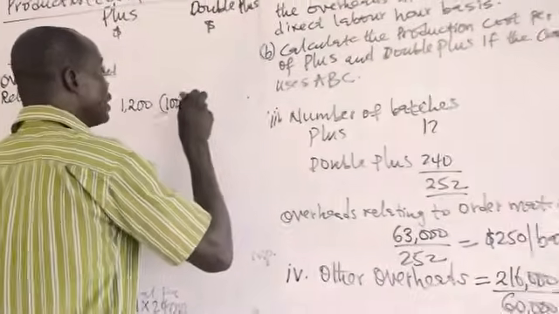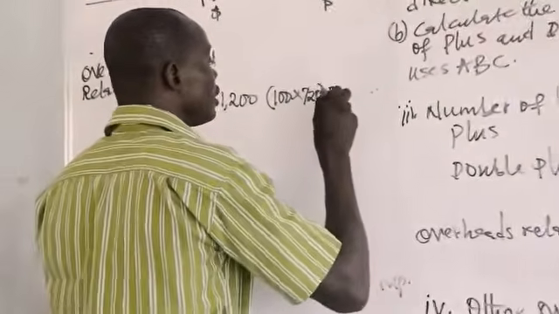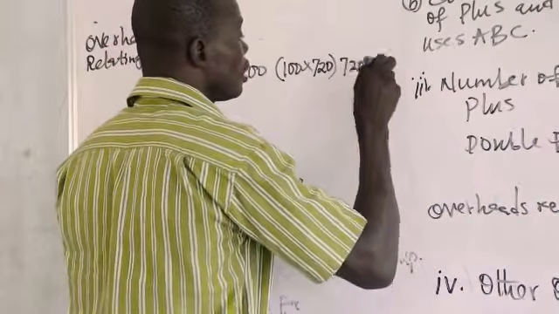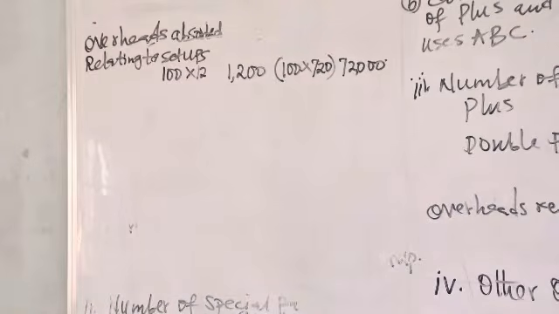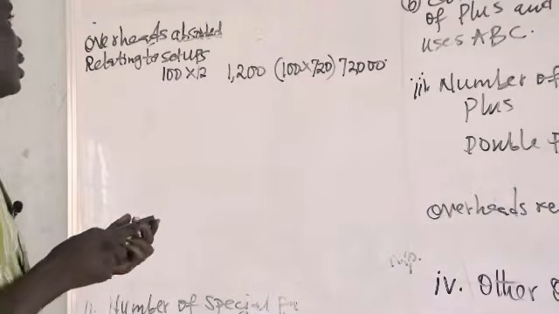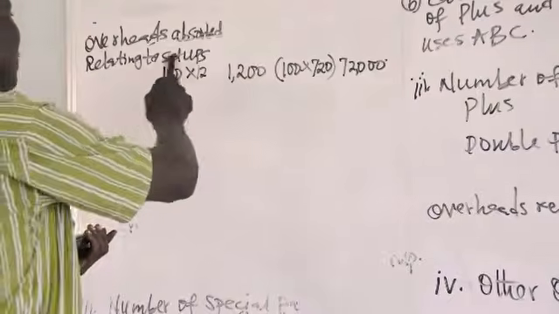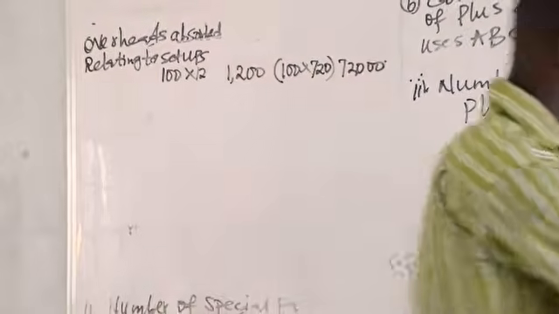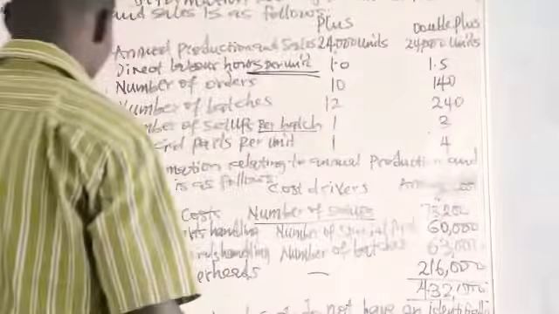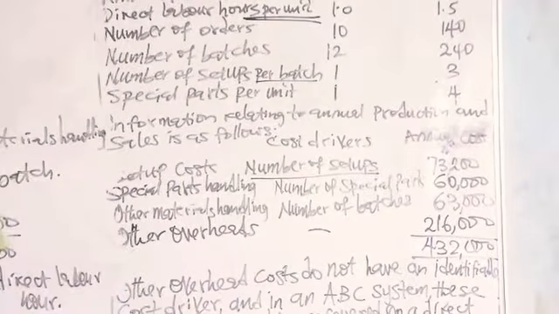If you have 720 times 100, you have 72,000. That is for the overheads relating to setup. If you have 1,200 plus 72,000, it will still give us 73,200. Then we also have 4.